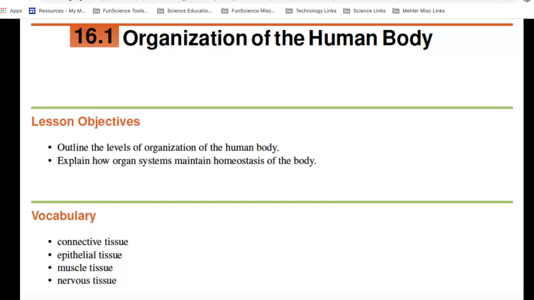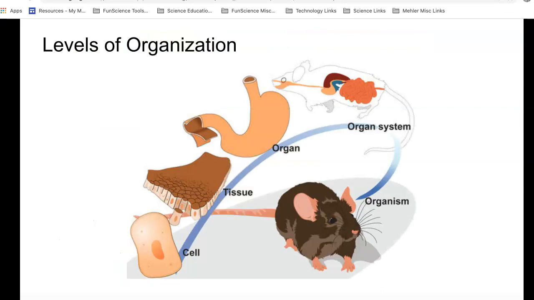Homeostasis is a scientific term for a kind of steady state or constant environment. How do you maintain that? In our case, because we're warm-blooded, how do we maintain 98.6? Some specialized vocabulary: connective tissue, epithelial tissue, muscle tissue, nervous tissue. Take a look at this diagram.